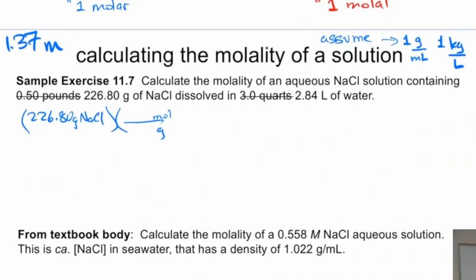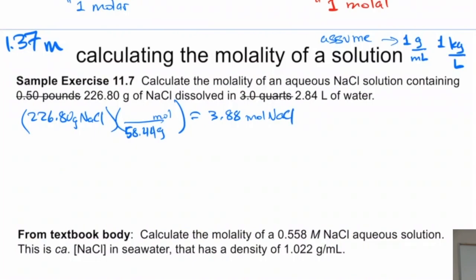So we add these two up from the periodic table, and you should get 58.44 grams per mole. That gives us how many moles? Always bring your calculator to class, all right? That gets you in the habit of using it and not your phone, because I won't let you use your phone on an exam. 226.8 divided by 58.44 gives us 3.88 moles of NaCl. Okay?